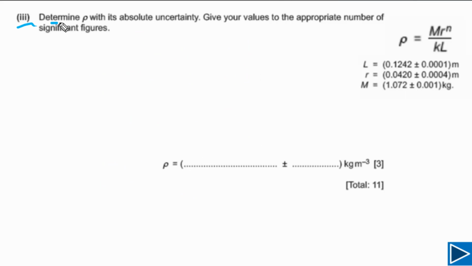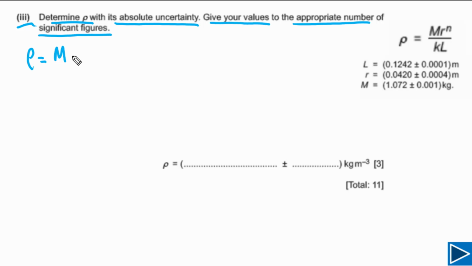For this part, we need to determine density with its absolute uncertainty. And it is also given to us, give your values to the appropriate number of significant figures. So we have to take care of significant figures as well. Otherwise, we will lose marks. Now let's start from density first of all. Density we need to calculate.